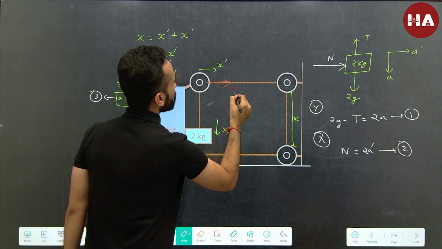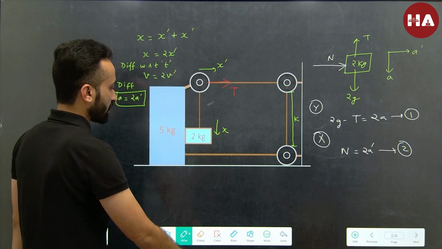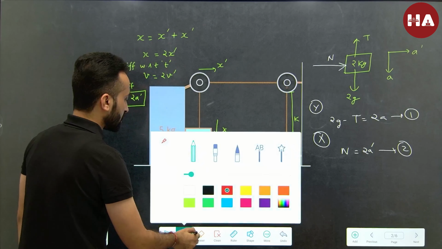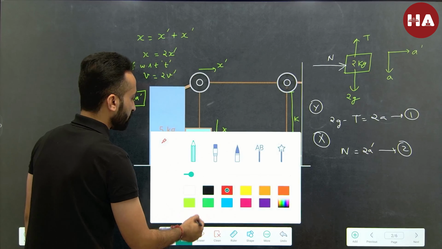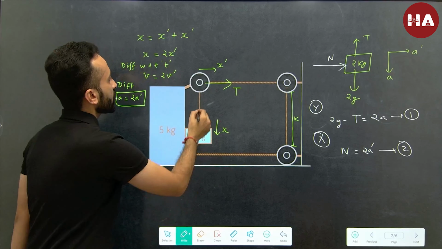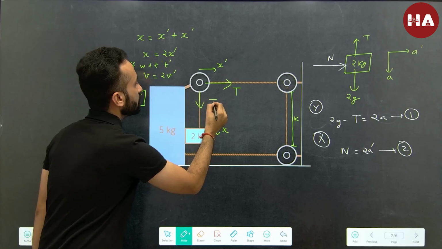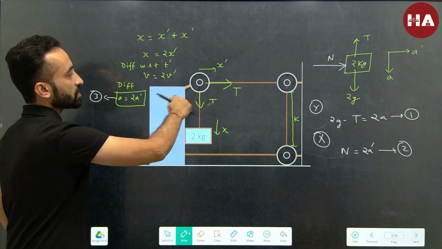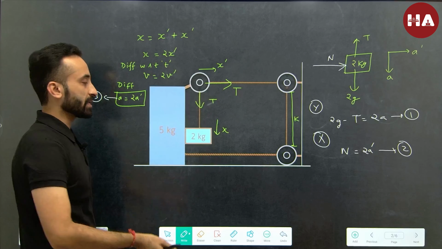So this is the first tension in the rightward direction. I think I should use a different color here. Let's say, all right, I will use green color only. So this is, let's say, T, and this is another T, this T and this T. Both the tensions are same because it is an ideal string.